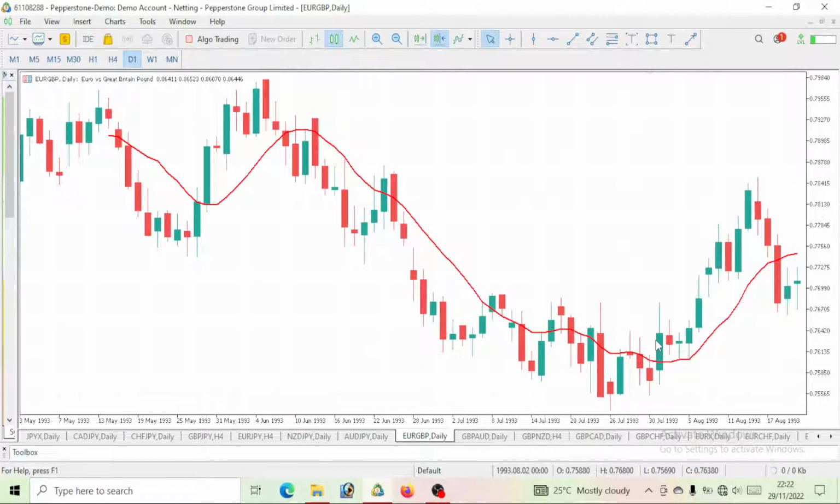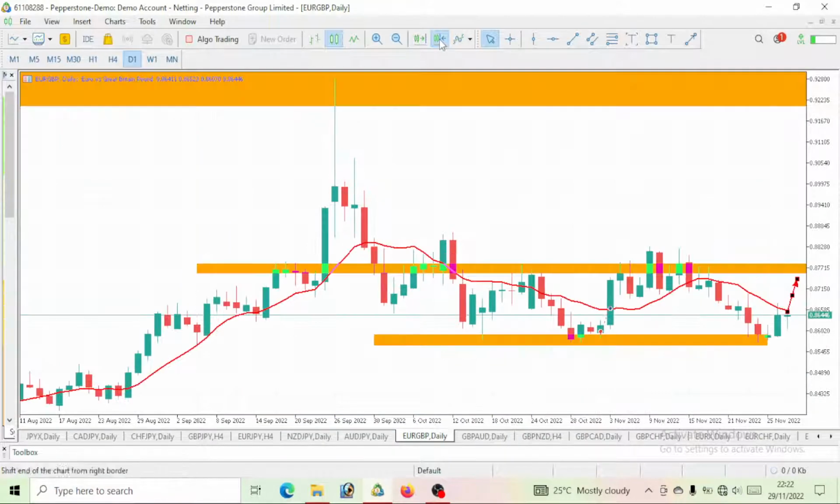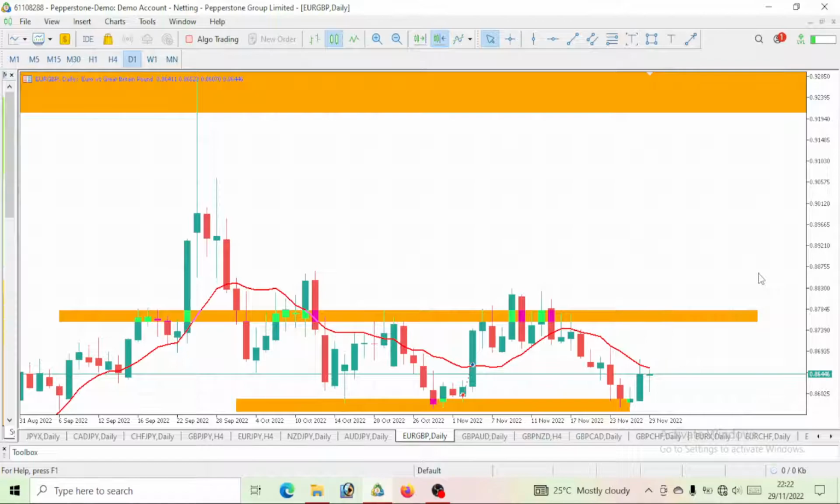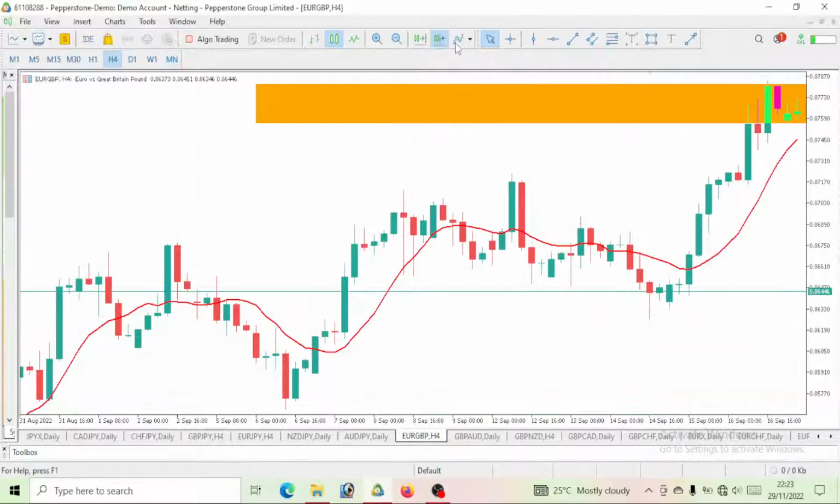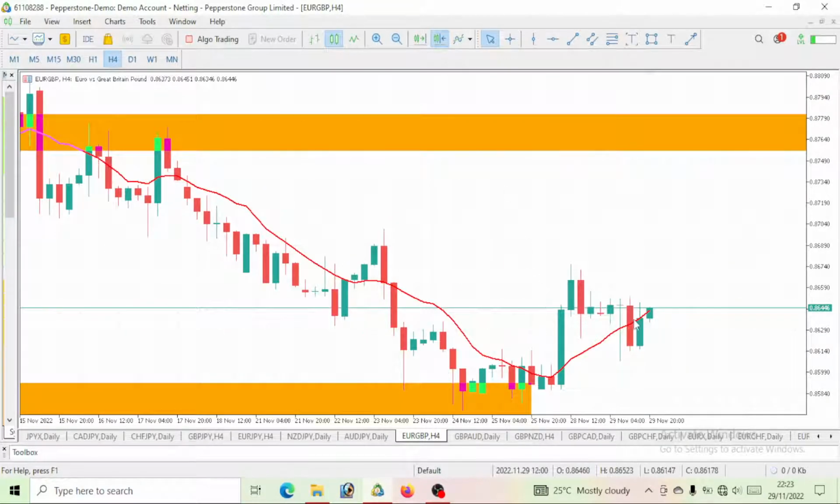If price can push up forward, break above our moving average, then we can jump in and go long on this EUR/GBP, right? So let's see how the price will play out. So now let's go to the 4-hour time frame. So take a look at this 4-hour time frame. Let's see if this price will push up and break this high. Then it is a confirmation that EUR/GBP is on a bullish move. Then we can go long on EUR/GBP.